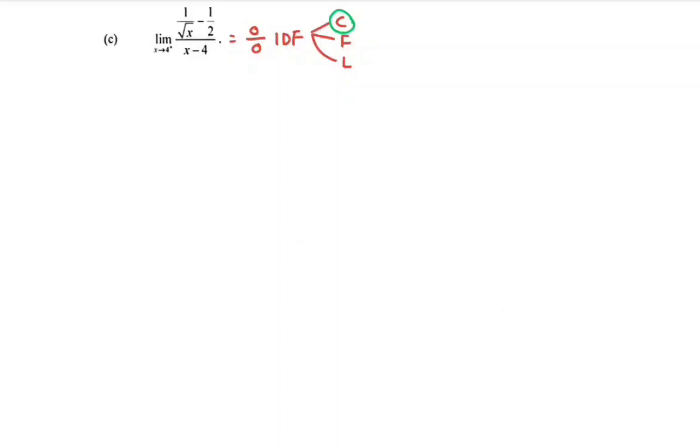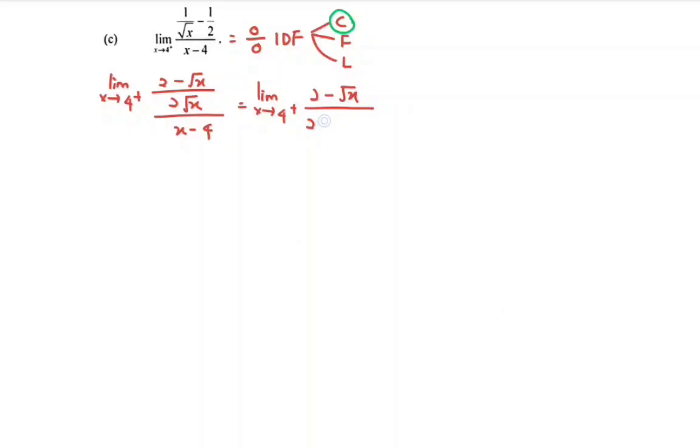So before we multiply by the conjugate, let us equate the denominator. Limit as x approaches 4 from the right. Here, if we equate the denominator, we will have 2 minus square root of x over 2 multiplied with square root of x, over x minus 4. Rewrite. Limit as x approaches 4 from the right, we have 2 minus square root of x for the numerator, and for the denominator, we will have 2 square root of x multiplied with x minus 4. Continue.